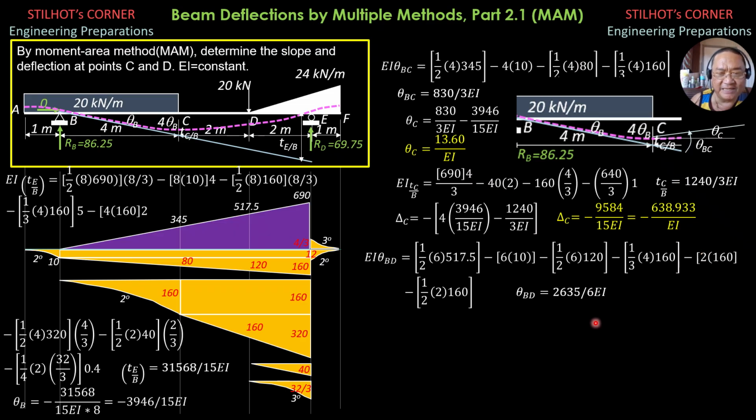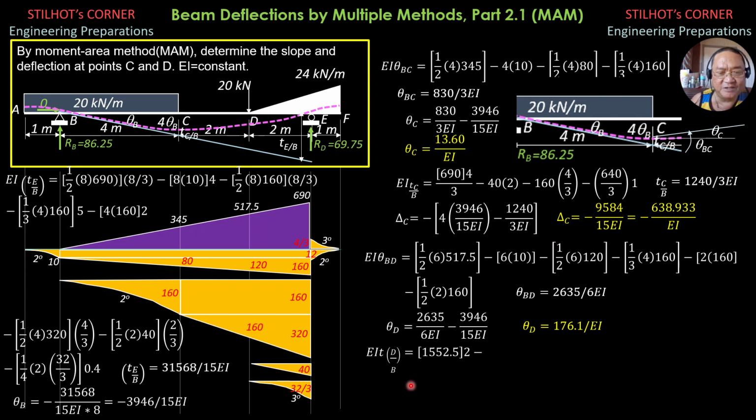So this value in decimal is also greater than the decimal equivalent of the absolute value of theta B. So again, theta D is positive. Imagine this is theta D. So it is theta BD, 2635 over 6 EI, minus the absolute value of theta B, because this is still theta B. So it is equal to 176.1 over EI. Then for the deflection at D, we need to compute the deviation of D relative to B first.